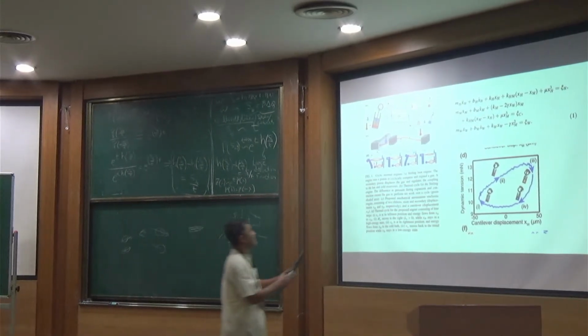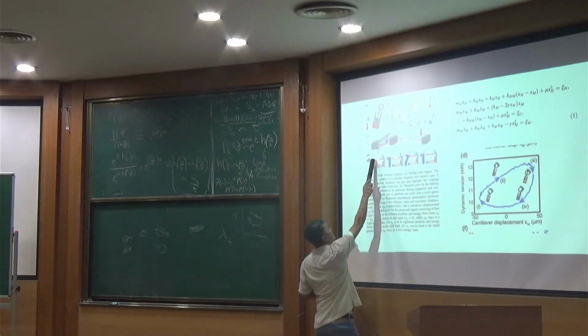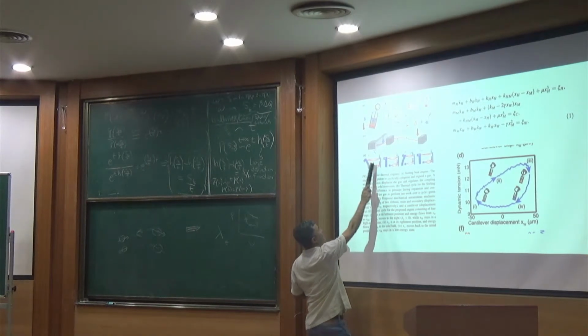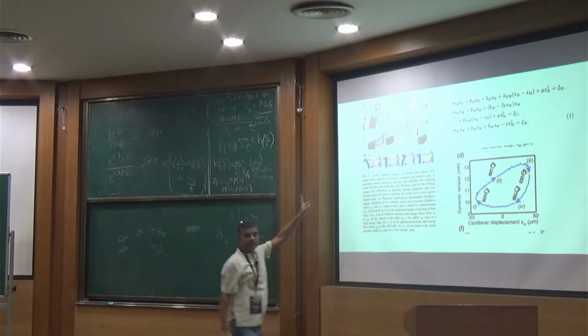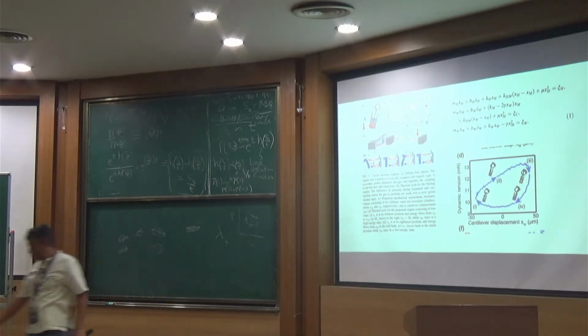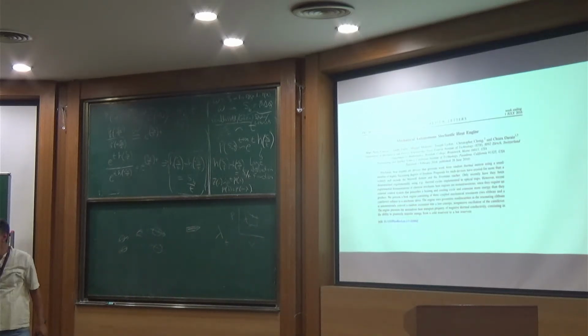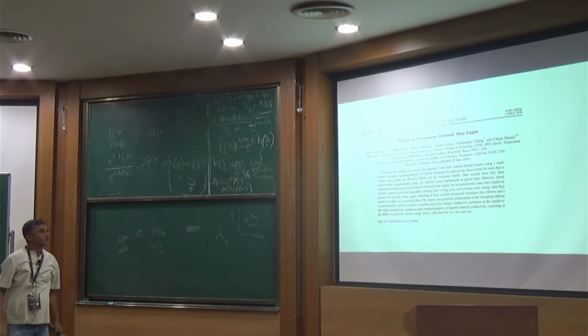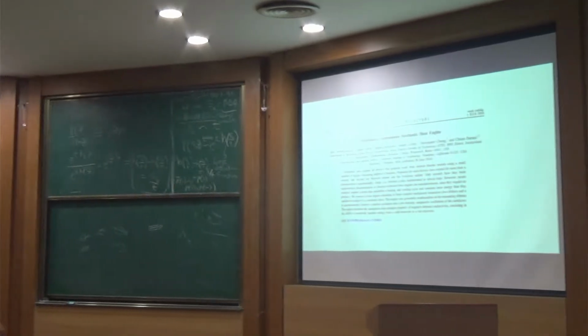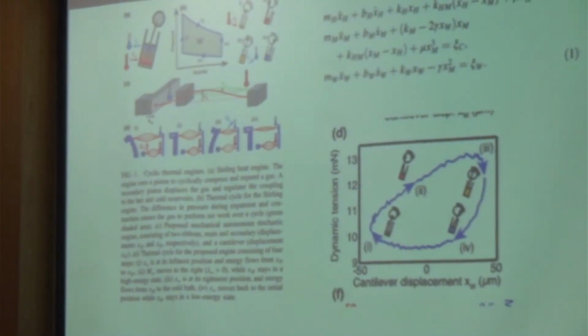Can you give a reference for this? This is one ribbon, this is the other ribbon. This is the hot ribbon, this is the cold ribbon, and that's a cantilever. The reference is this, 2016. This is not an experiment, this is just a theory paper. They wrote those equations and did simulations, and this is what they got.